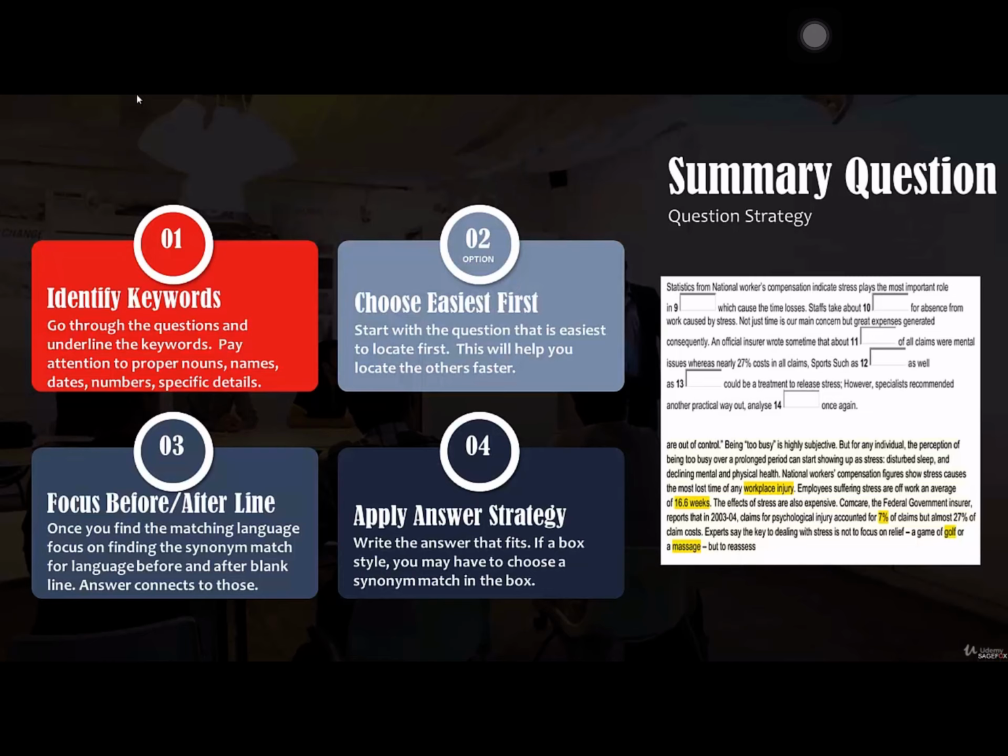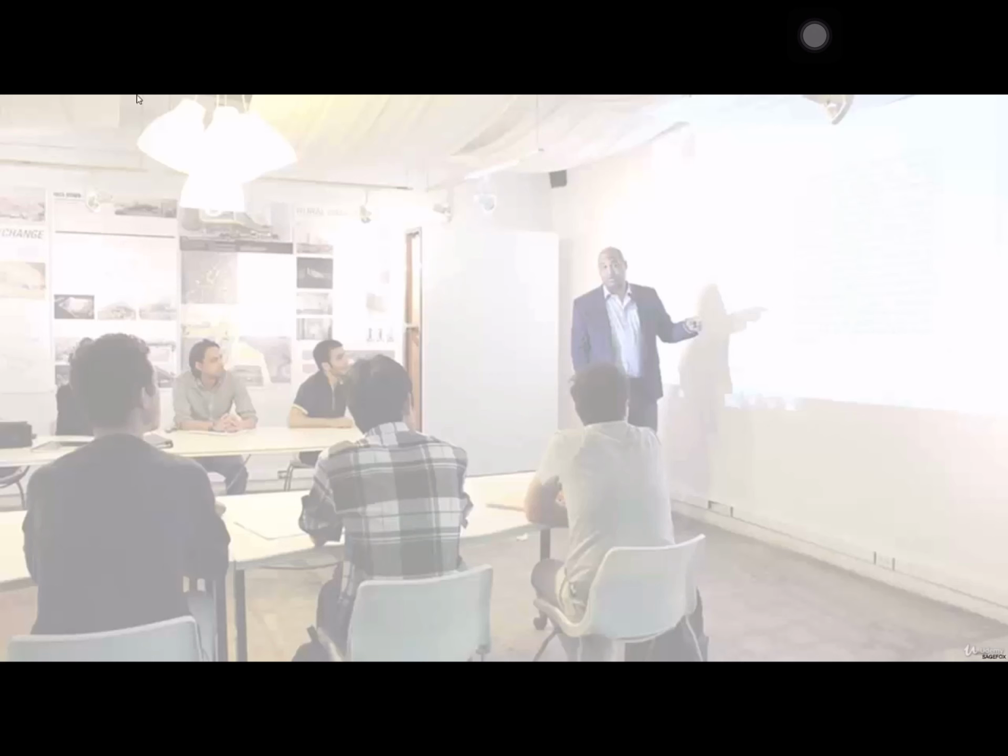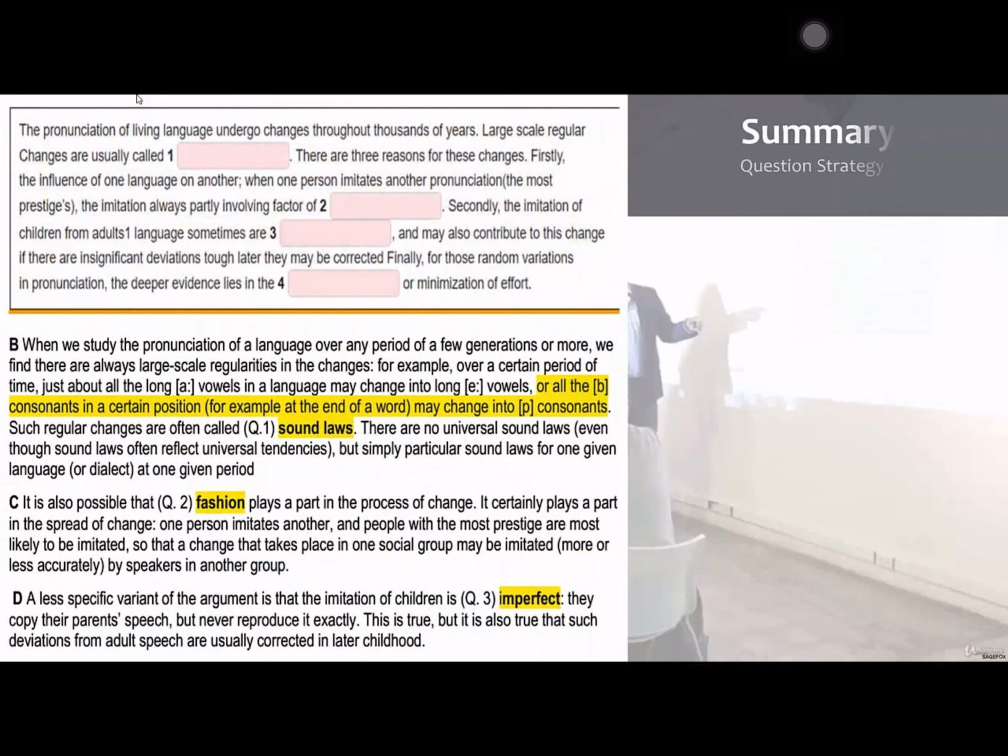Now, as I told you, you need to focus on the language before and after the blank line because that's going to connect to the answer choice, and then apply the answer strategy. And I've already talked to you about the differences between the in-box style and the style where it's just open answer choice that you have to fill in on the blank line. Always pay attention to the instructions because most of the time they're going to give you a word limit that you have to abide by.